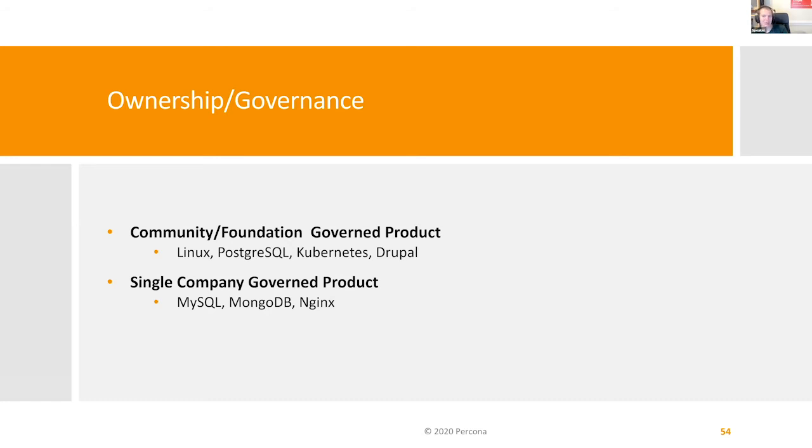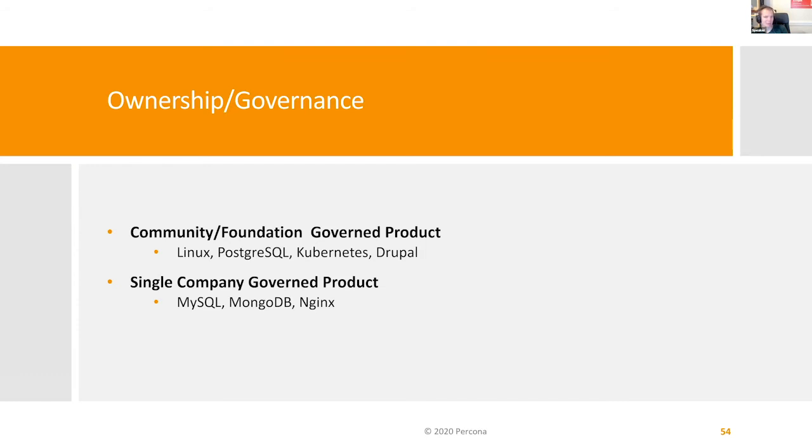Or you can have a governance where a single company governs the product, like MySQL, MongoDB, Nginx, and many others. Other companies may be able to contribute, but typically the future of the product is defined by the single company. And again, if you are looking at existing products, you just have to figure out which camp it is in.